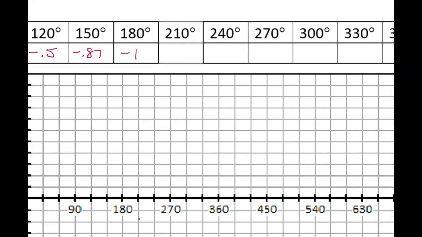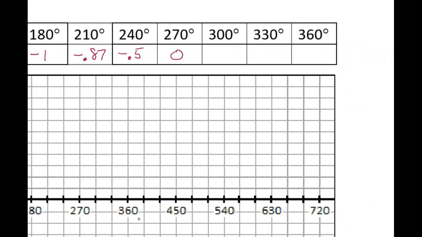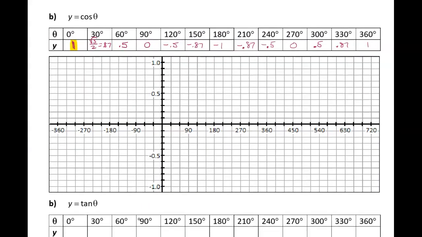Past that, cosine continues to be negative, but it shrinks in size. So negative 0.87, negative 0.5, and then 0 at 270 again. And then once we're into quadrant 4, beyond 270, that's 0.5, 0.87, and back to 1. All right, let's plot those points.